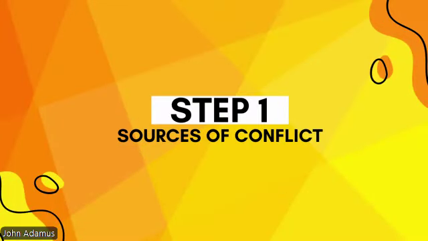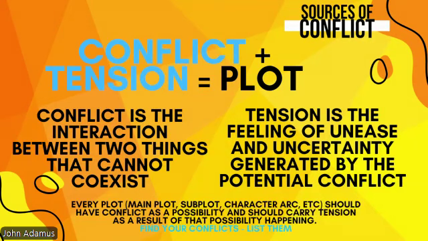On we go. So how do we do this? Step number 1 of 4, we identify sources of conflict. Now, conflict is the interaction between two things that can't coexist. There's a level of volatility there. Two things rubbing up against each other that generally should not. We don't get along. Conflict plus tension.